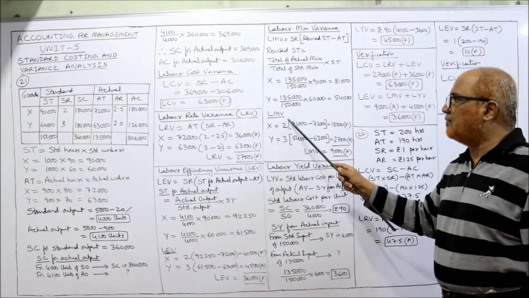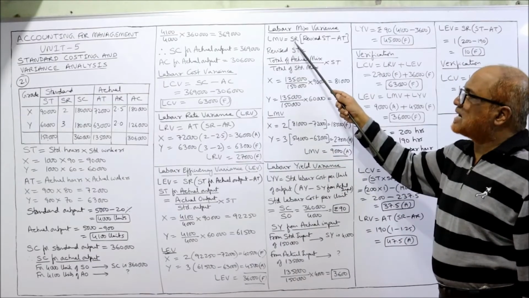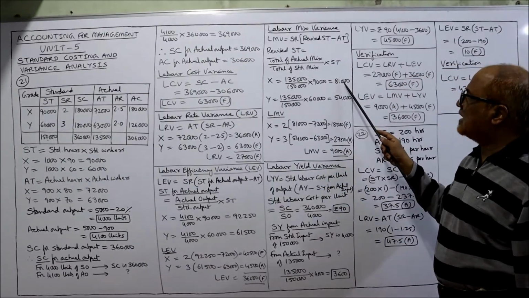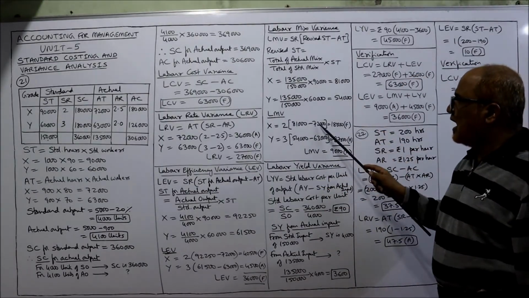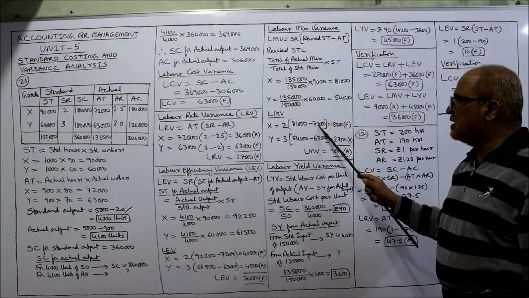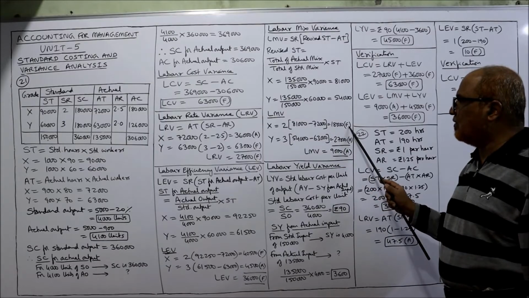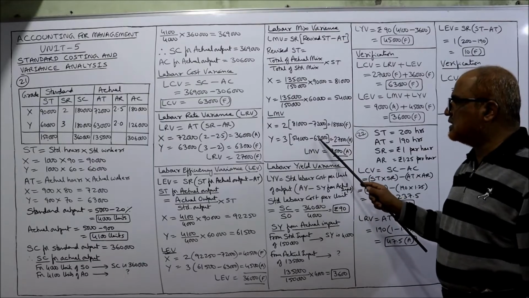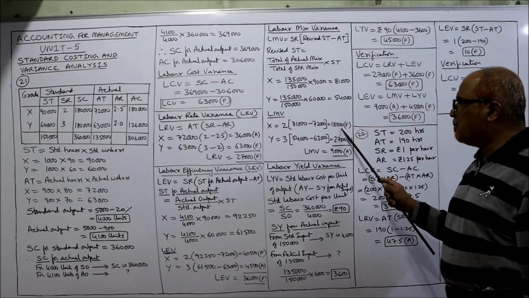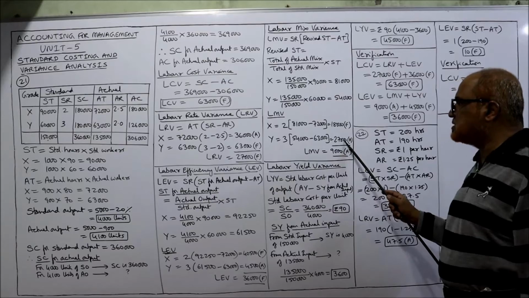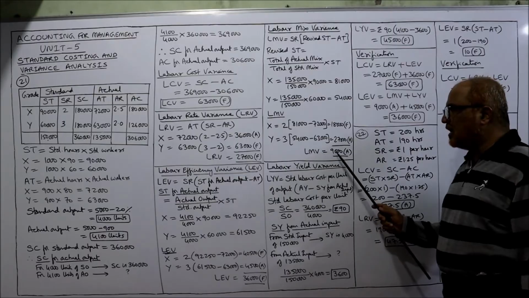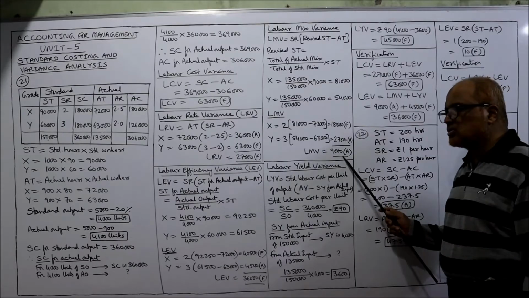Now we substitute in LMV, X. What is the standard rate? 2 and 3. Revised standard time 81,000, 54,000. Actual time 72,000, 63,000. Now 81,000 minus 72,000 into 2, 18,000 favorable. 54,000 minus 63,000 into 3, 27,000 adverse. So plus 18,000 minus 27,000, you will get minus 9,000. So labor mix variance is adverse, 9,000.